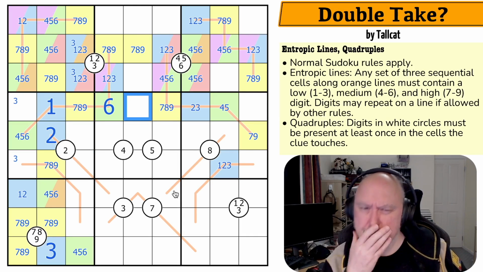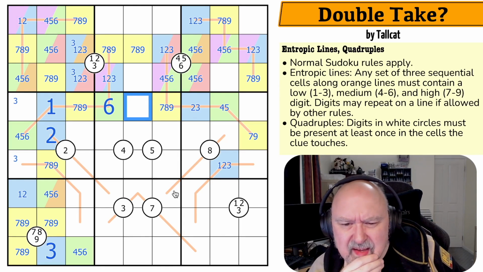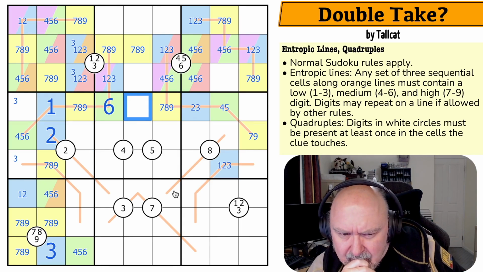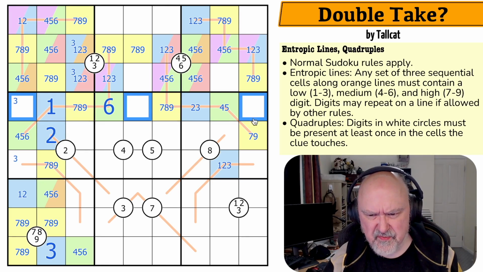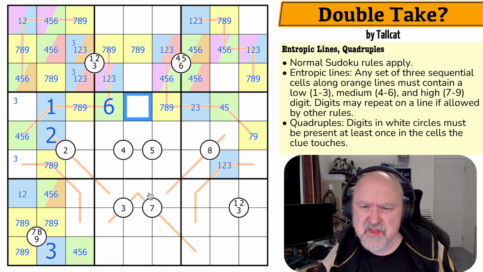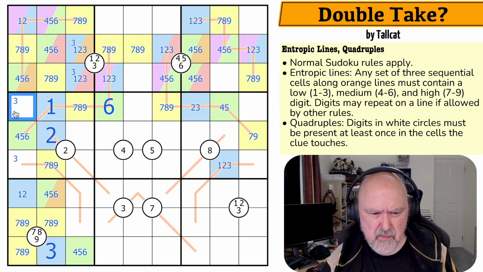That can't be medium. It's 2, 3, 7, 8, or 9. Like, these are 3 different entropies. But these ones can be anything. That one just can't be medium. So one of these two is medium.